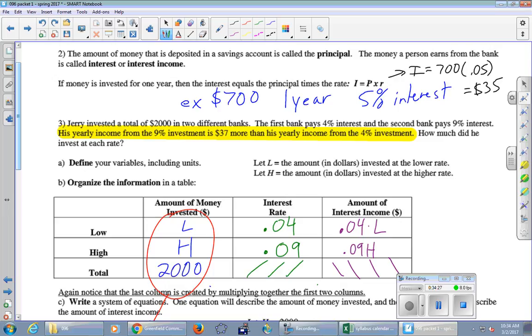Okay, let's start here. The yearly income from the 9% investment. Let's stop right there. There's lots of colors here. Yearly income from 9% investment. That is one of the entries in this table, but it's only one. Which of these entries that we filled in is the income, the interest from the 9% investment? It's this 0.09H. It's right there. That's the amount of interest. Okay, so that goes up here, 0.09H.